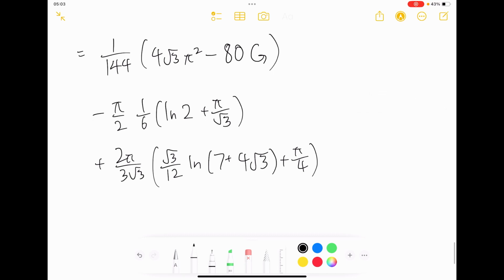And let's expand everything out. So, we'll start from the beginning. So, 4 root 3 divided by 144.